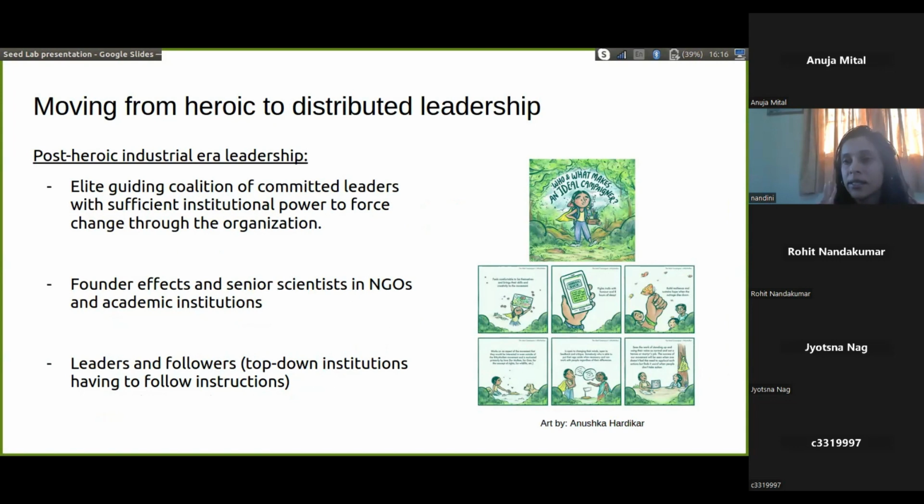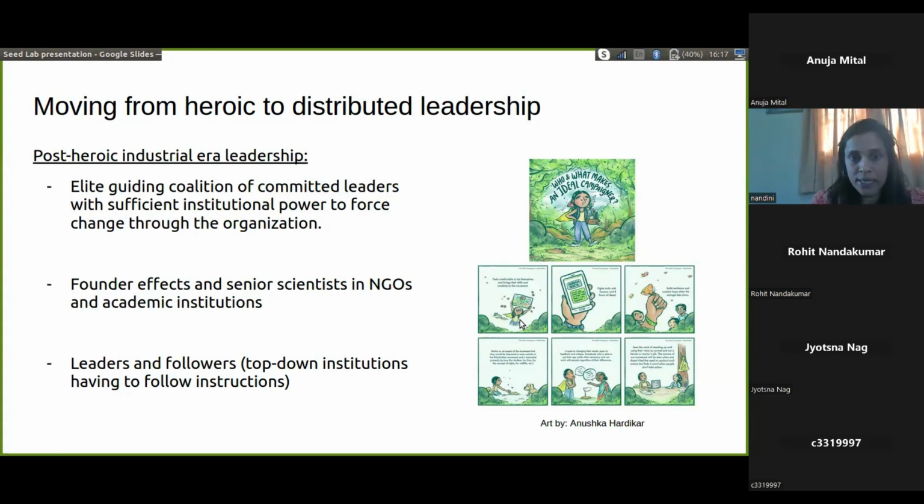in the 60s and 70s, when a lot of institutions were formed, and also when the industrial revolution was in place, one could argue that there was a need for, for instance, an elite guiding coalition of committed leaders who had lots of institutional power, or were given institutional power by the political forces of that time, to force change through a system or through an organization. And today we see a lot of those remnants in the institutions that we are part of, or are associated with. Sometimes we see founder effects or senior scientists in NGOs and research institutions behaving in a certain way.